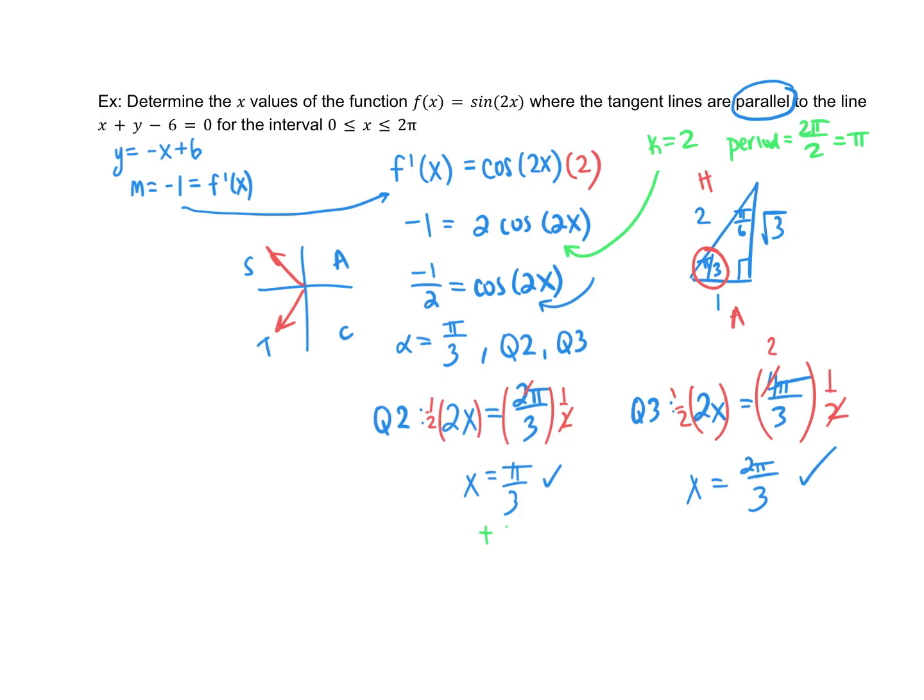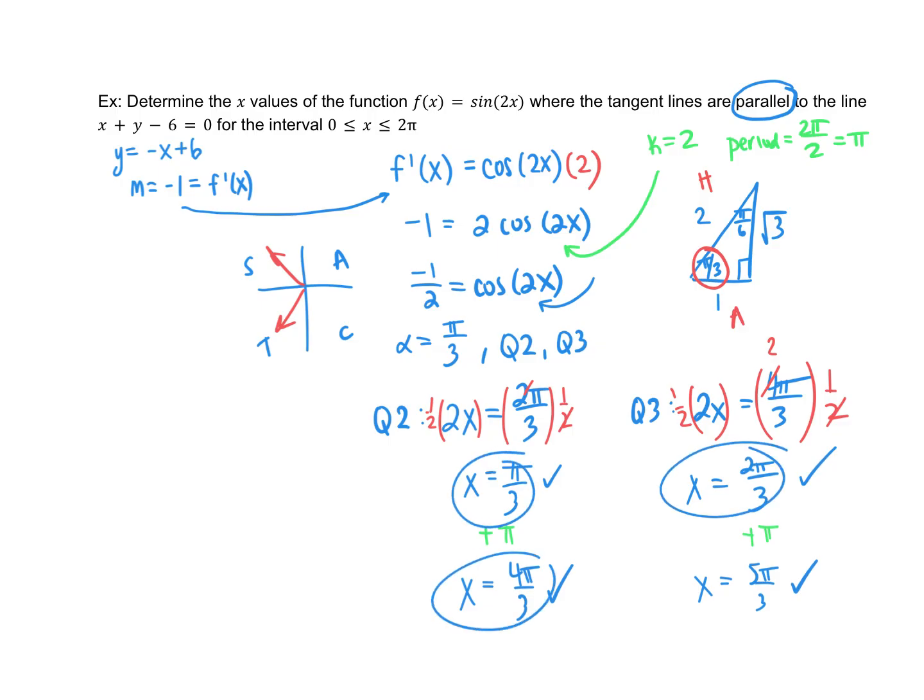So I can add pi on to get potentially more places where the tangent line is parallel to that particular line. So when I do pi over 3 plus pi, I have 4 pi over 3. That works. And 2 pi over 3 plus pi is 5 pi over 3. That works. So we have 3 answers. If I try to keep adding pi, I will go beyond the 2 pi, so I will stop here. And those are the x values of the function f at x equals sine of 2x, where the tangent lines are parallel to x plus y minus 6.